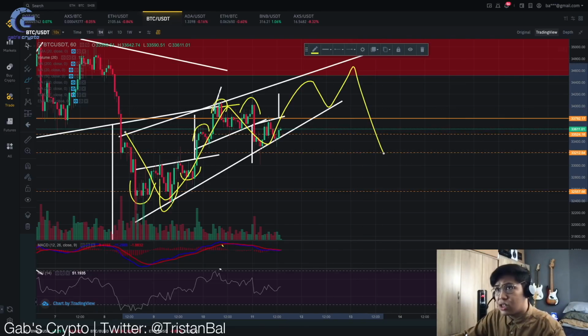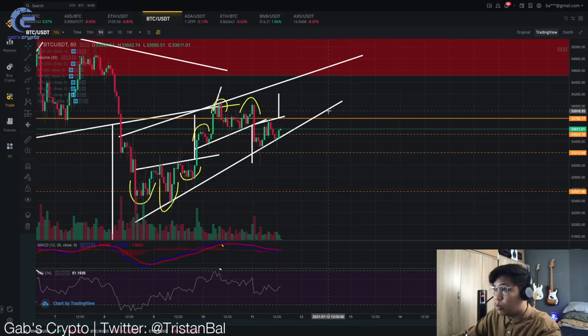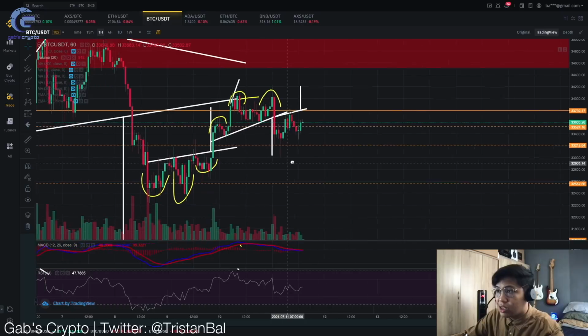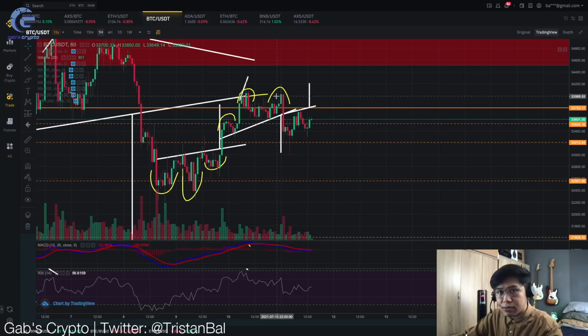Pero there's still no confirmation for that to happen kasi masyado pang malaki yung move and masyado pang maaga to determine that. So for me, ang best option talaga for now is to look at these pump and dump movements na pwede natin ma-determine using these trend reversal patterns.